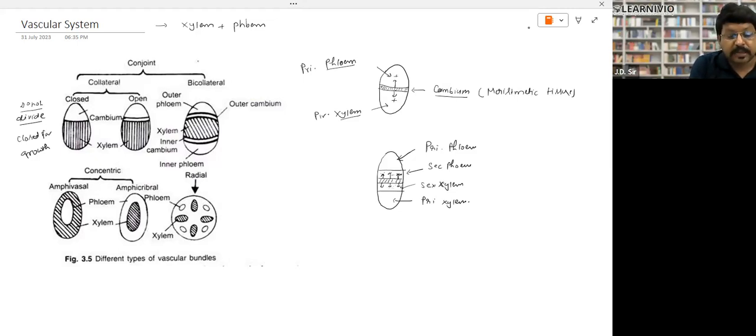That is the relevance, and that's how the girth or thickness of the stem will increase. Is that clear to all of you? Yes, sir.